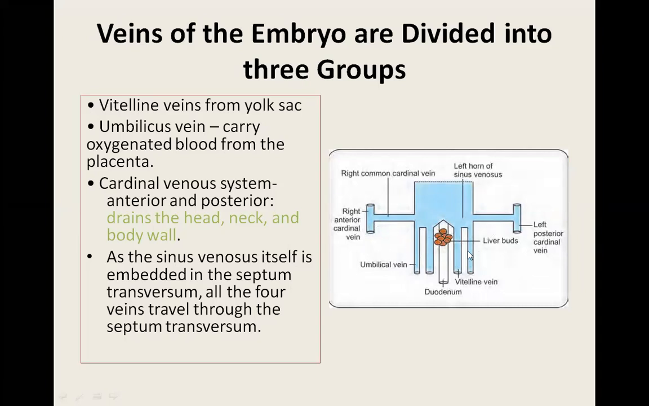All these veins open into the sinus venosus, which itself is embedded in the septum transversum. All four veins are going to travel through the septum transversum. This one is the liver bud, which is growing into the septum transversum. All of these four veins will traverse through the septum transversum to open into the sinus venosus, the right and the left horn of the sinus venosus.